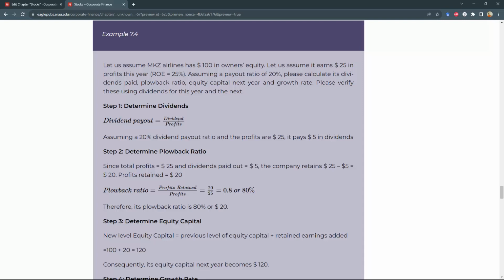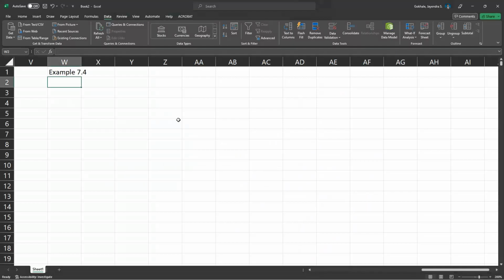Example 7.4. Let's assume MKZ Airlines has $100 in owner's equity. Let's assume it earns $25 in profits this year. In other words, return on equity is 25%, because profits divided by owner's equity is 25 divided by 100, or 25%. So let's just put that in Excel.